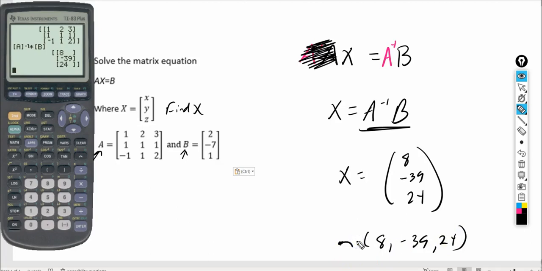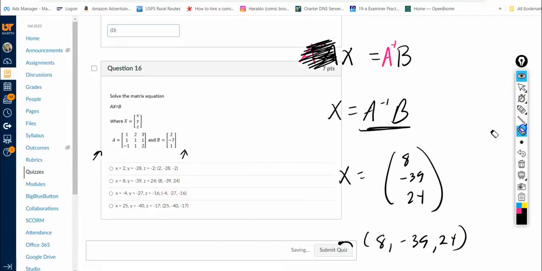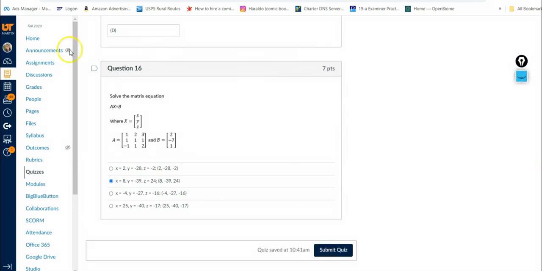Okay. Let's see how they have it. Over here. So we want 8, -39, 24. It's that one here. Okay, so I think that's all done, and I can submit.